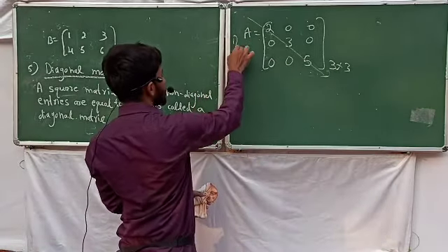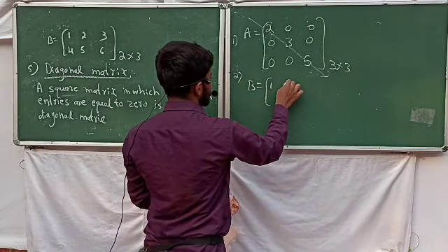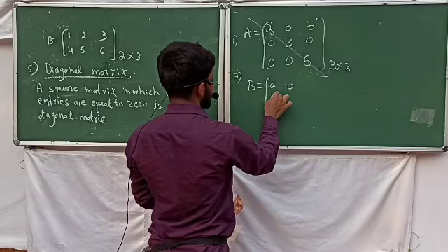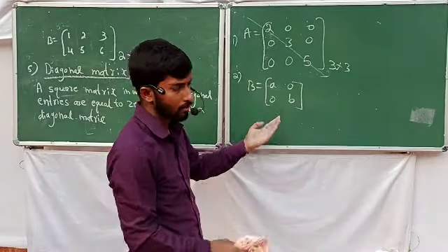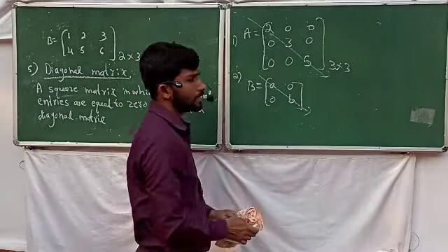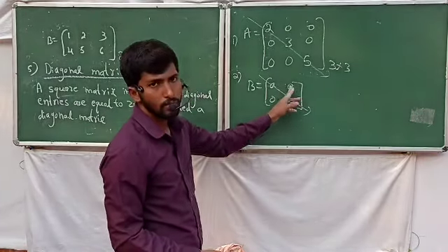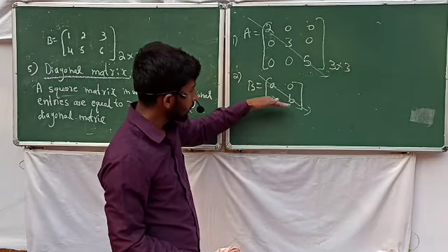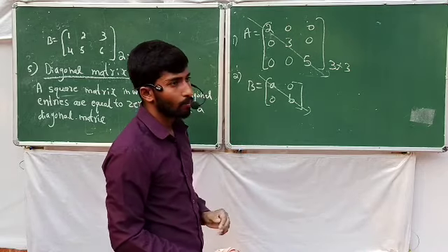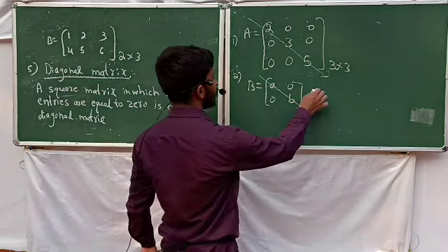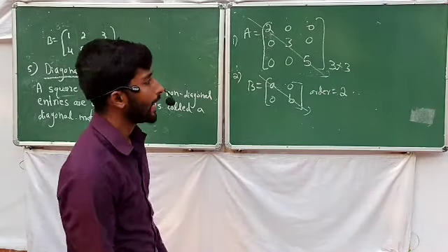Okay. Take one more example. Matrix B is equal to a, 0, 0, b. Observe this matrix. First of all, it's a square matrix. You can see the diagonal entries are a and b. What about the non-diagonal entries? You can clearly see 0, 0. A square matrix in which non-diagonal entries are equal to 0, we call such type of matrix a diagonal matrix. Here the order of the matrix is equal to 2. This is all about diagonal matrix.